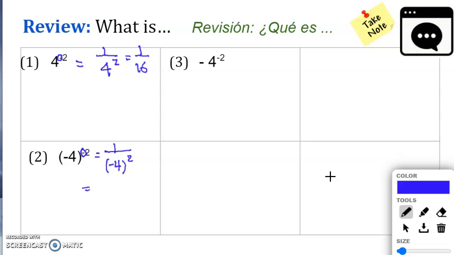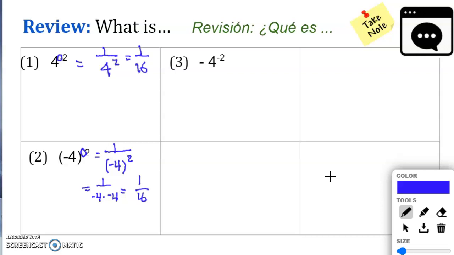And what does this mean? This means that negative 4 is being squared. So that is same as negative 4 times negative 4. 4 times 4 is 16, and negative times negative is going to be positive. So it is going to be 1 over 16. So they actually have the same answer. Even though they look a little bit different, they actually give you the same answer.